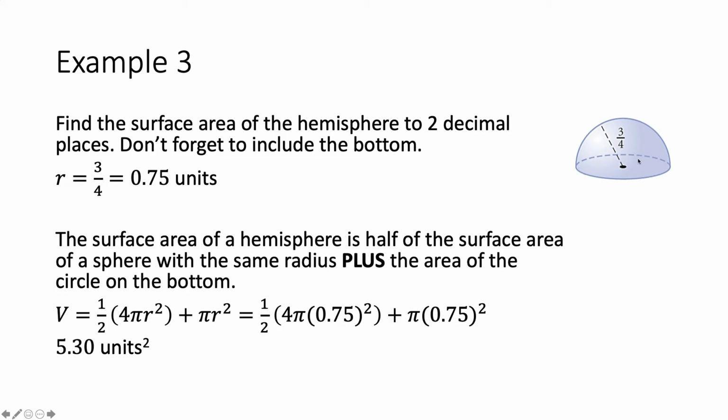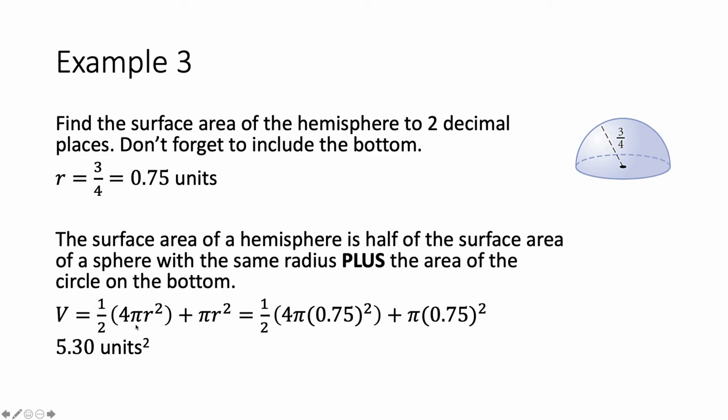But now there's also this circle on the bottom, which is part of the surface. So you have to add on the area of that circle on the bottom to calculate surface area. That's why I say the surface area of a hemisphere is half the surface area of a sphere with the same radius plus the area of the circle on the bottom. Don't forget the area of the circle on the bottom.